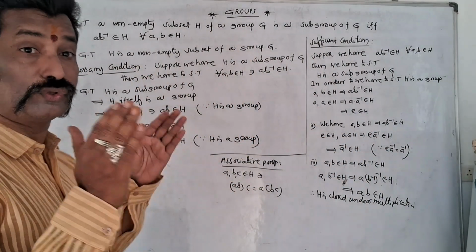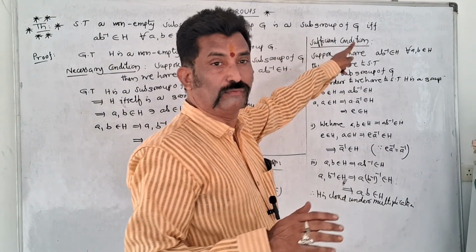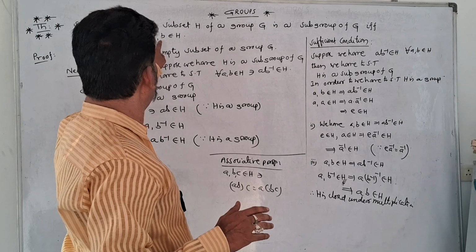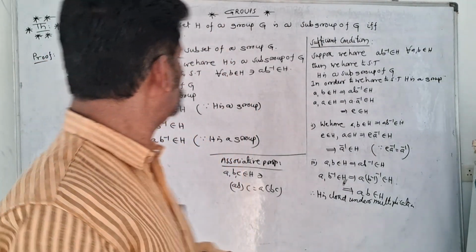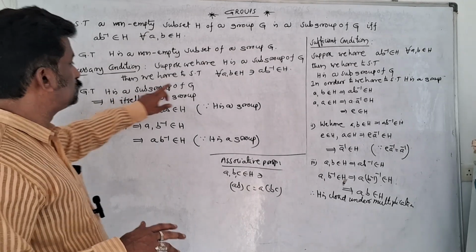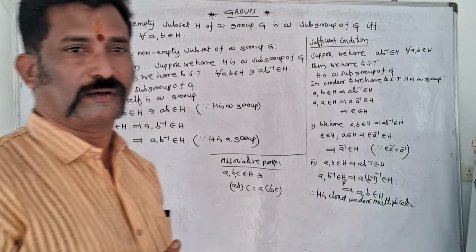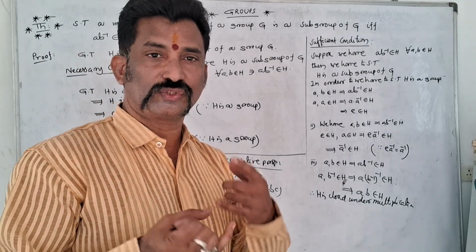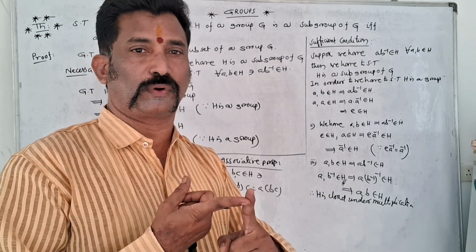Necessary condition: suppose H is a subgroup of G. Then we have to show that a, b belongs to H such that ab inverse belongs to H. That's it. Given that H is a subgroup of G, subgroup means nothing but a group. Group means H satisfies the closure property, associative property, identity property, and inverse property.